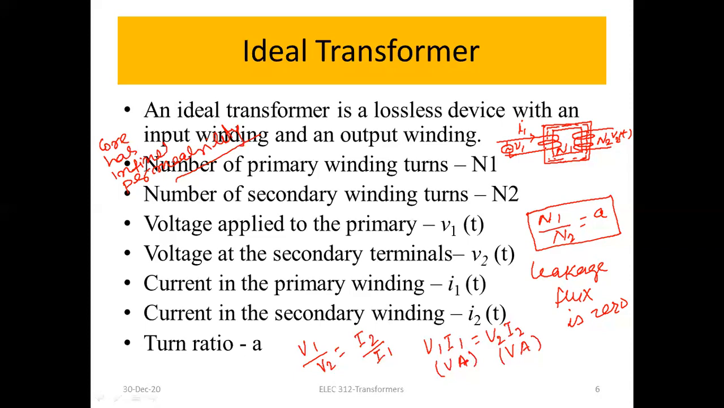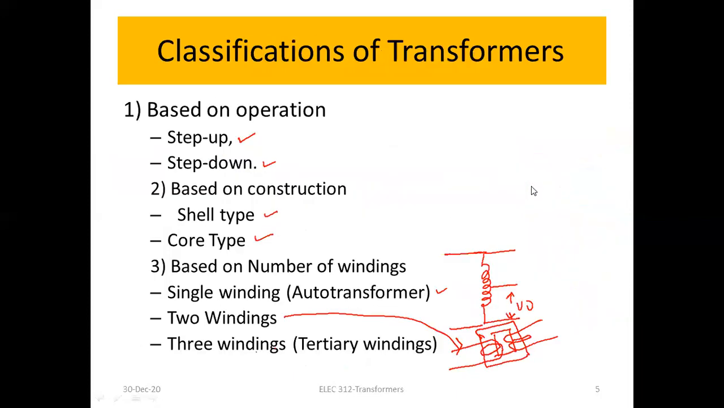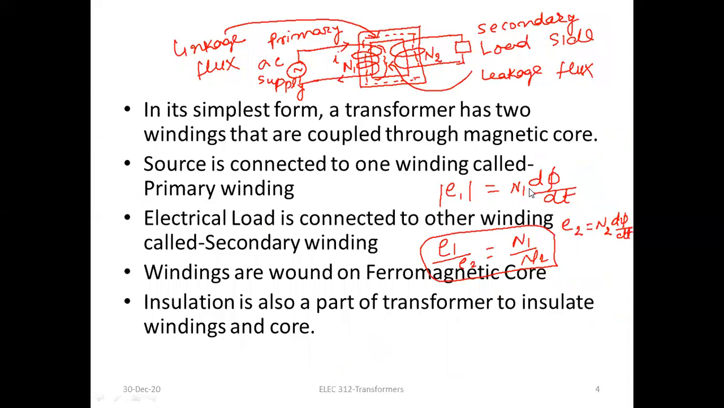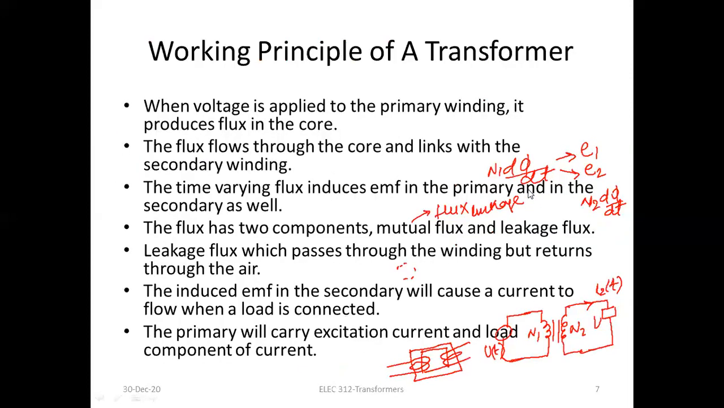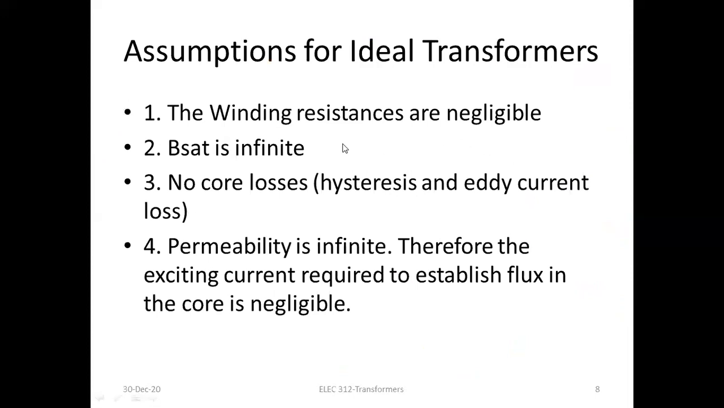But in a practical transformer, there is a resistance, there is a leakage flux, and there is also an I square R drop, that is current square multiplied by resistance. If resistance is there, this drop will be there, and this will happen in the case of a practical or real transformer. So these are some of the classifications which I have explained to you, along with the working.